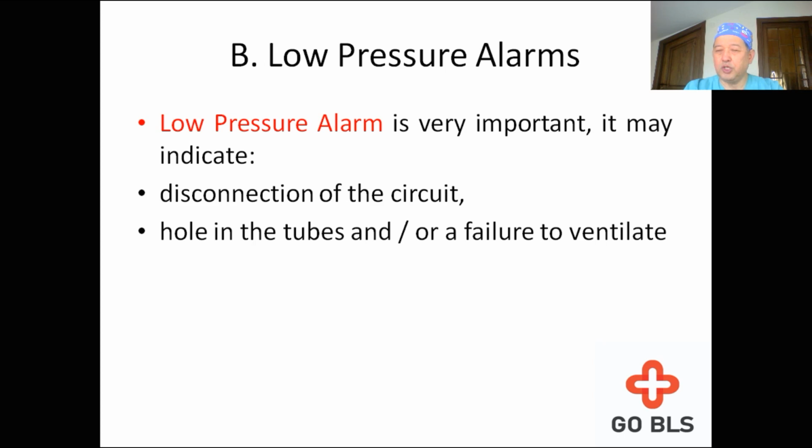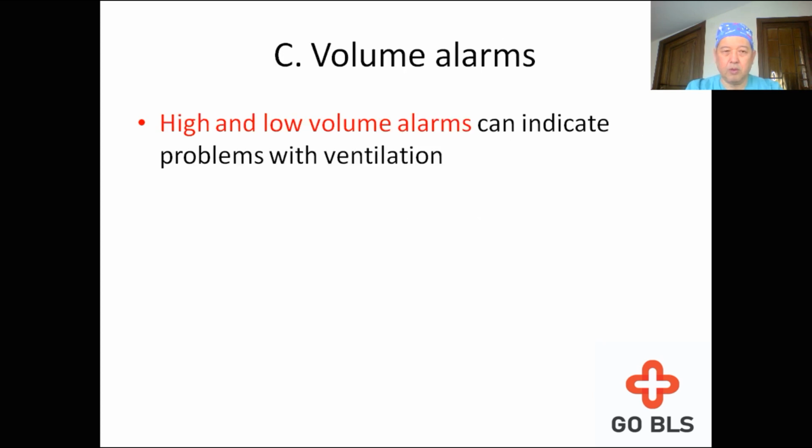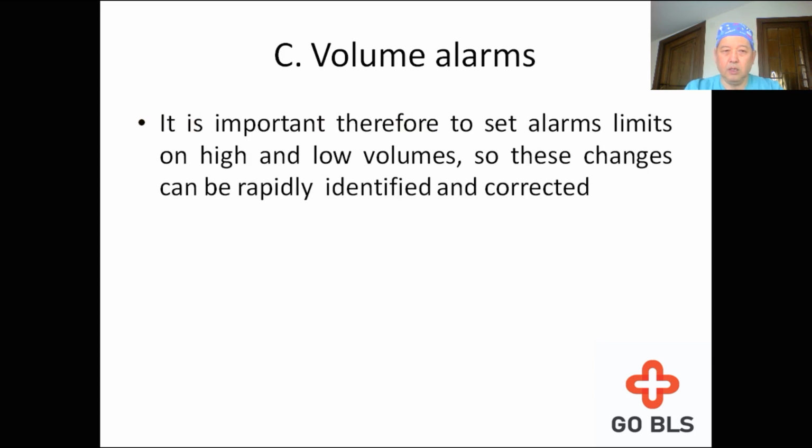Second alarm is low pressure alarm. Low pressure alarm is also very important, so it may indicate disconnection of the circuit or hole in the tubes and or failure to ventilate. Volume alarms, high and low volume alarms can indicate problems with ventilation as well. It is important, therefore, to set alarm limits on high and low volumes, so these changes can be rapidly identified and corrected.